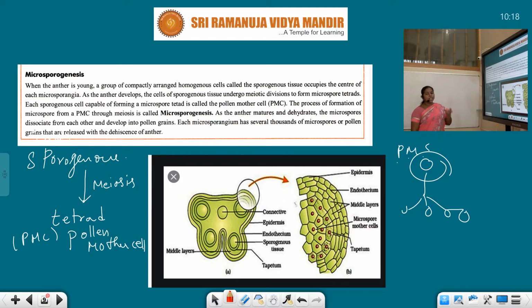So microspore tetrad: each sporogenous cell, students listen, each cell has the capability of forming a tetrad. And this is called the pollen mother cell, meaning the initial cell which is going to convert into the tetrad. That initial cell is known as PMC, pollen mother cell. So the process of formation of microspores from the PMC through meiosis is called microsporogenesis.